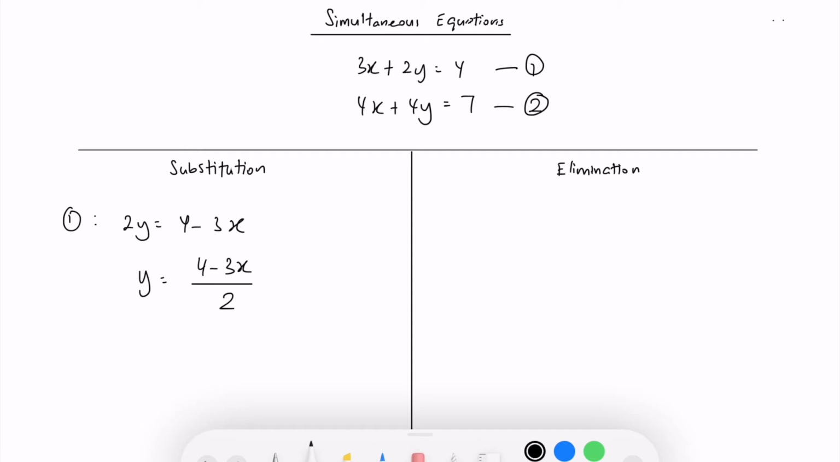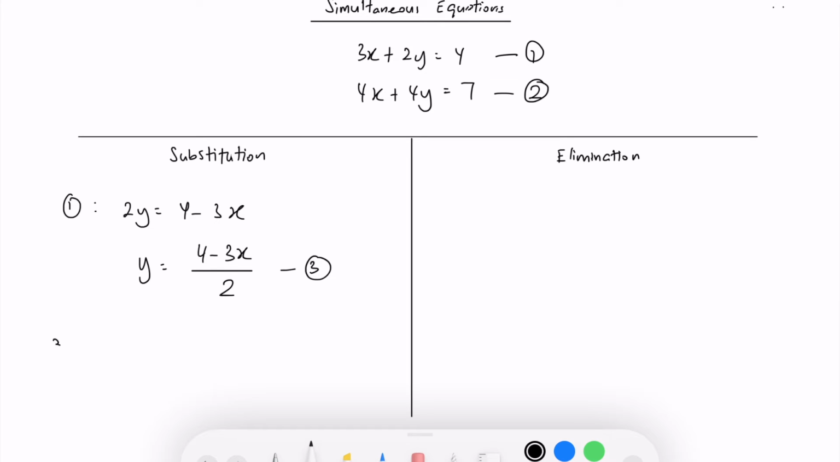So now I can insert, this is equation 3. I'll insert equation 3 into equation 2. That would be 4x plus 4, this is your new y, 4 minus 3x over 2, equals 7. All I have to do now is to simplify it.